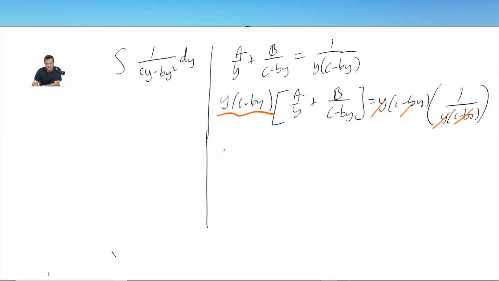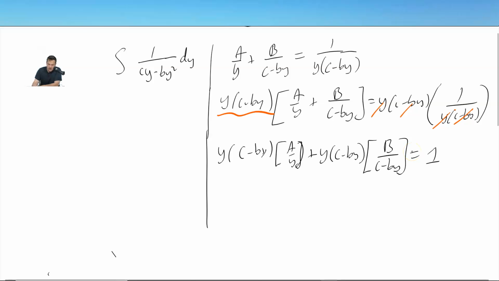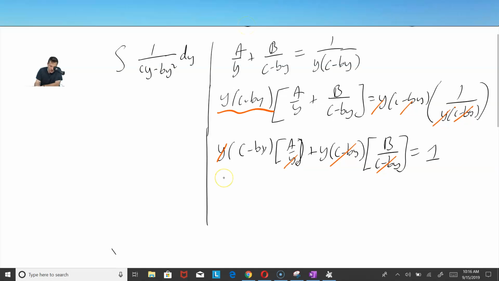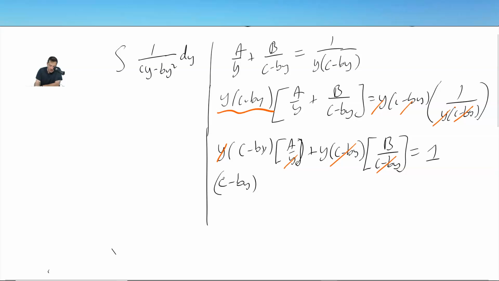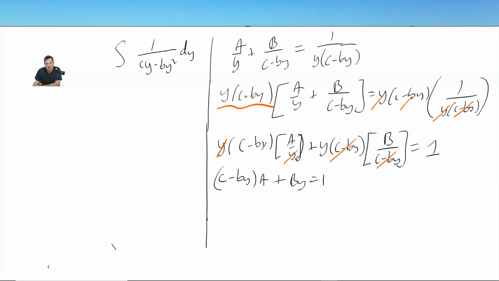On the left side I have to distribute, so I'm going to have A multiplying (c − by) multiplying here A over y, plus y (c − by) multiplying here B over (c − by). On the right side this is equal to 1. For the first one this cancels, for the second one this one cancels. That's going to give me a simpler looking equation that says (c − by) multiplying A plus, let's be careful here, By multiplying B, equal to 1. And then from this we need to find big A and big B.